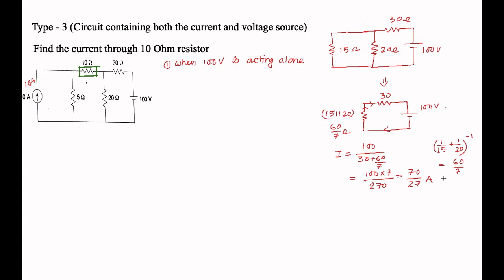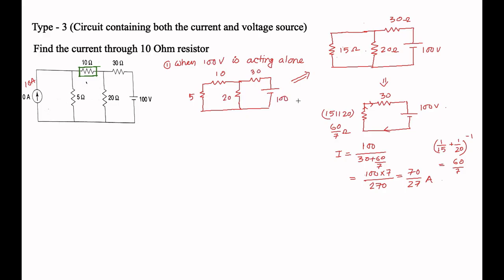The current which flows through the 10 ohm, the current which flows in the, before that, we are taking this 15 ohm. So what is the actual circuit diagram? This is the 10, this is the 5, this is the 20, this is 20, and this is 30, and this is your 100 volt. This is the actual circuit. Then that becomes this, and this becomes this. So this is the 10, this is the 5, this is the 20, this is 30, and this is 100 volt.